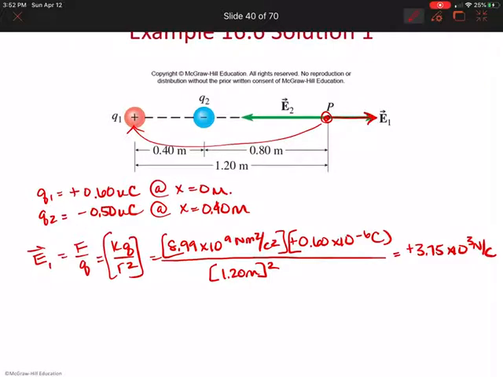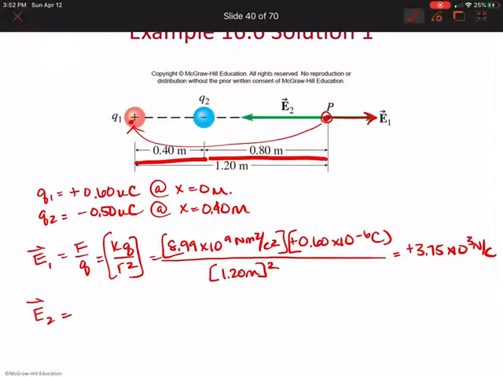Now, why was it 1.2? Because that's that point from this x equals 0 point. So you got to add all of this, right? That total distance.